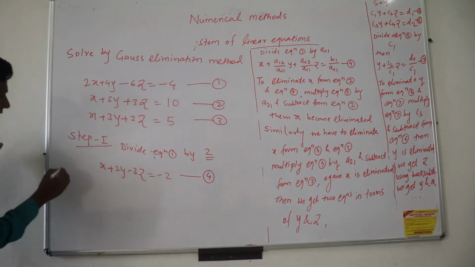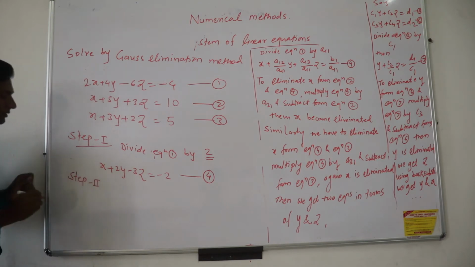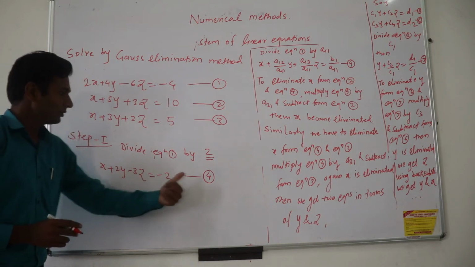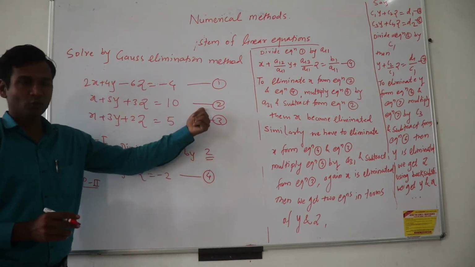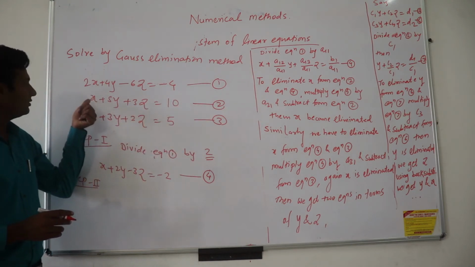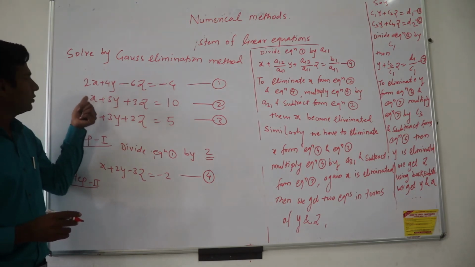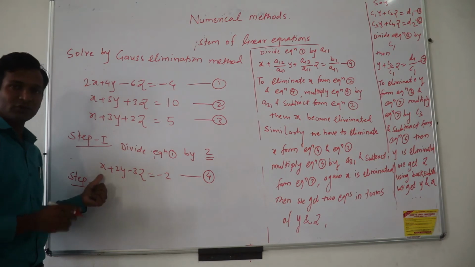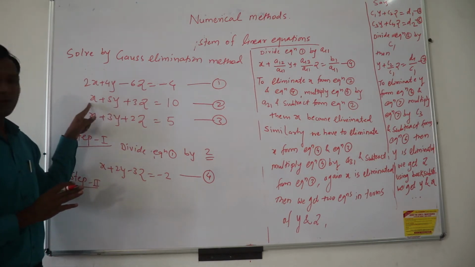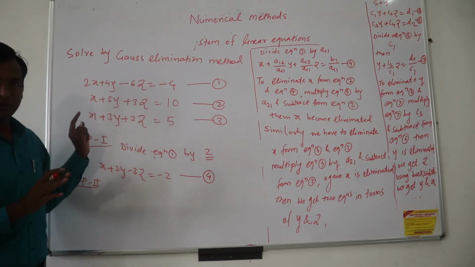Then the next step, step 2: we have to eliminate x from equation number 4 and equation number 2. Now see that the coefficient of x in equation number 2 is already 1. If it is 2, 3, 4, whatever, we multiply this equation by a constant, and after subtracting, x is eliminated. But in this example the coefficient of x is already 1, so the multiply step is not there. We directly subtract.